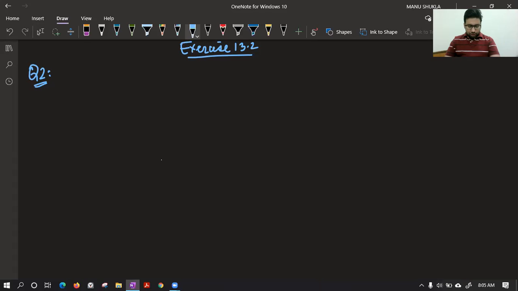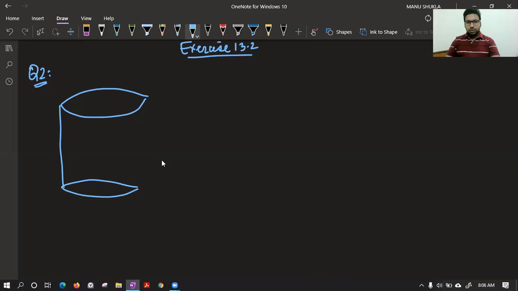Question number 2. It is required to make a closed cylindrical tank of height 1 meter. So first of all, I have told you to draw a diagram always. So we want to make a closed cylindrical tank. Closed means the top and bottom both are closed. Now what they are saying is height is 1 meter. So h is given to you as 1 meter.